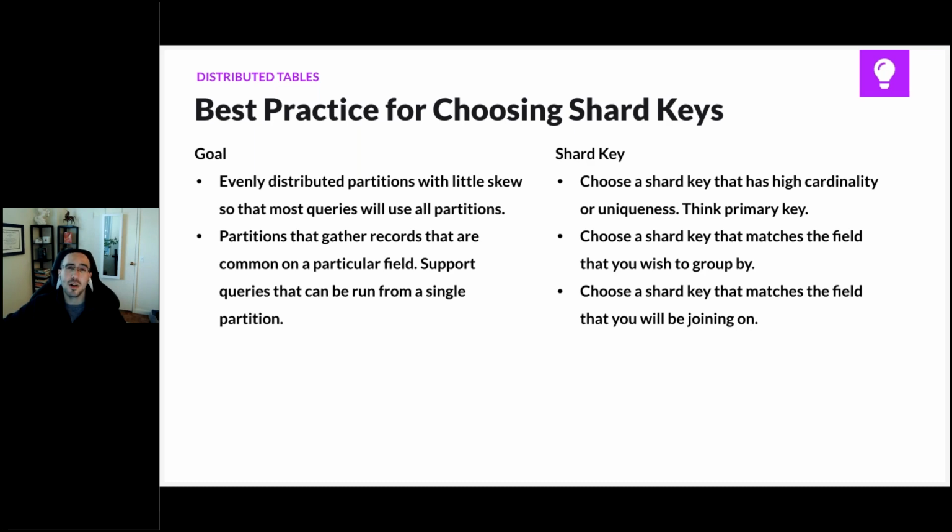And that's where a shard key and the distributed technology at SingleStore can help you out. When you're thinking of building a shard key, there's a few other notions to consider. First, you'll be wanting to choose a shard key that has high cardinality or uniqueness, as few duplicates as possible. Think of this as a primary key. Secondly, you'll want to choose a shard key that matches the field that you wish to group by.